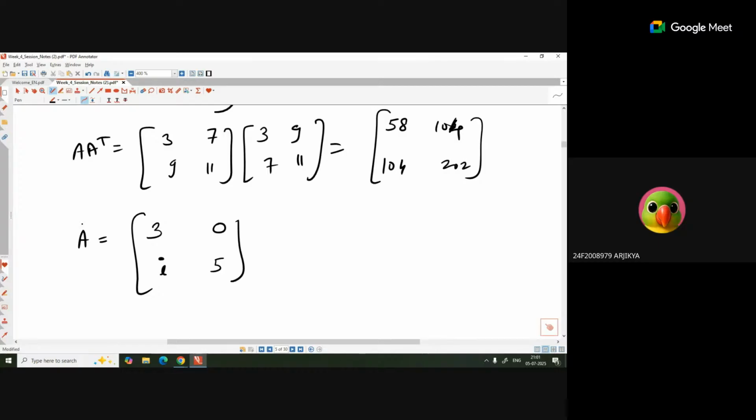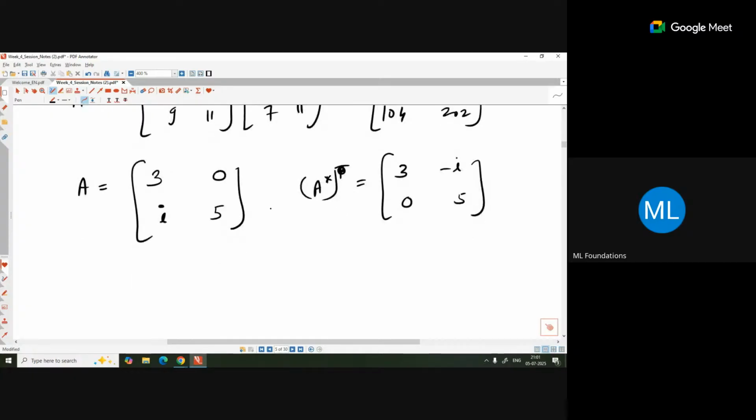It's non-symmetric, I think, but we can try. Is it Hermitian? No, it's not Hermitian. Because the A star will be what? 3, 3 minus iota, 0, 5. So that means it is definitely not Hermitian.